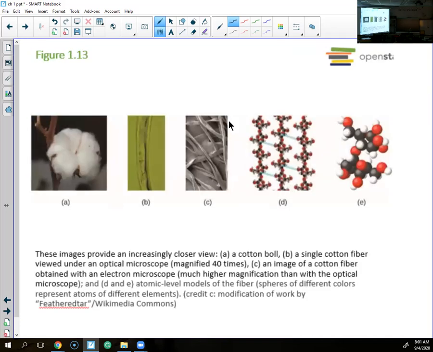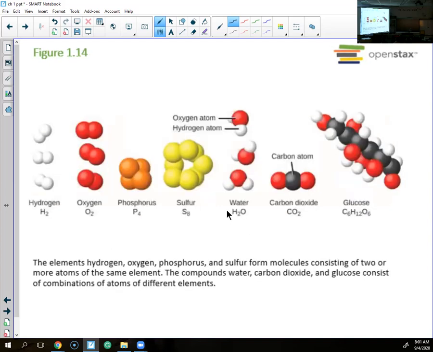Okay, then just like a cotton bulb. Here's the cotton. You zoom in and it looks just like your hair essentially. You zoom in even farther and it's overlapping layers. Zoom in farther, you get the chemical structure, the lattice is what they call it. Zoom in more and you see the actual components. All these things are made out of basic building blocks that we call atoms.